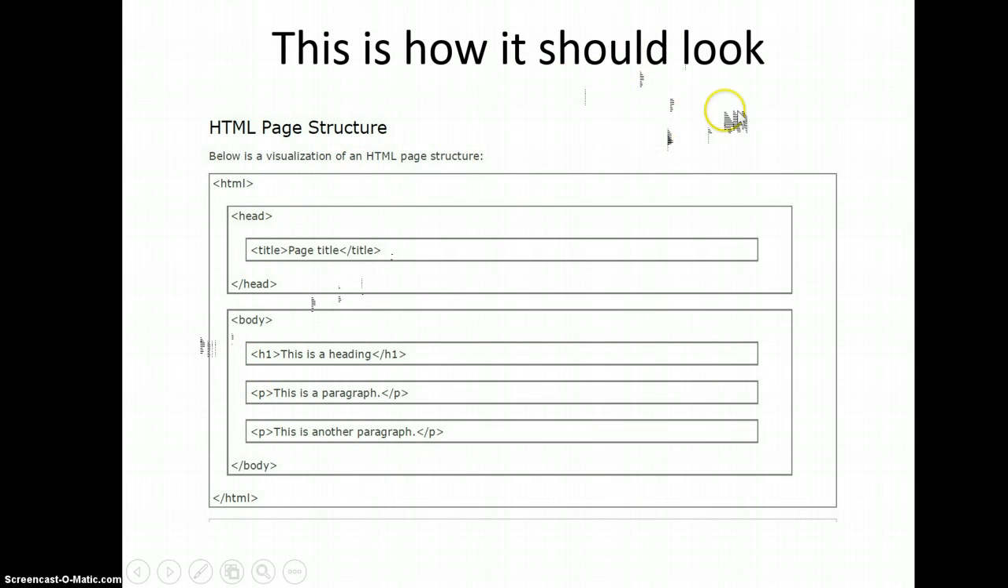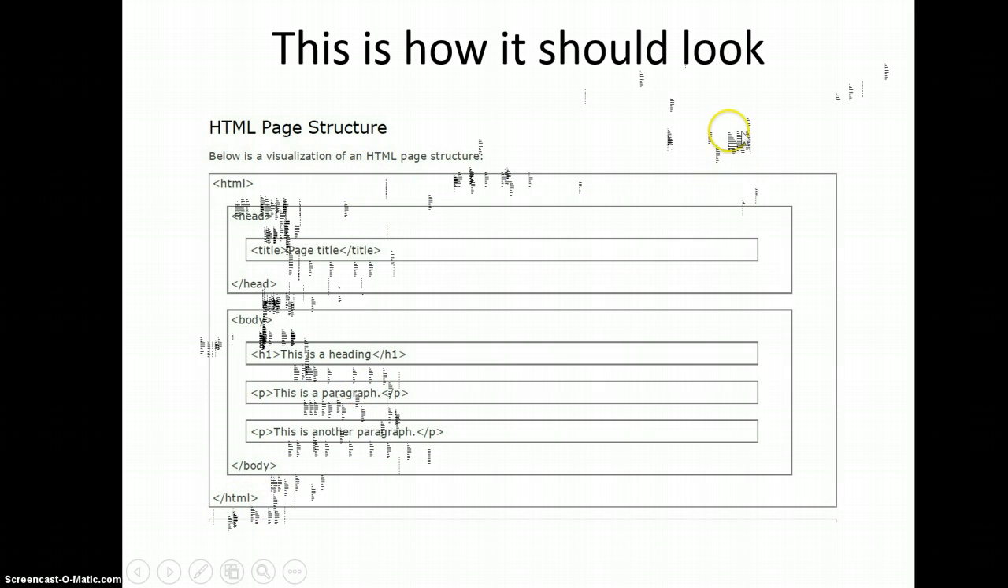This is how it should look. The HTML structure. Below is a visualization of an HTML page structure. This is your HTML starting coding, your head, your title page, and that ends your head. That's the slash that ends your head. This is the beginning of your body. You type your text, type your paragraph, type more, and it's the end of your body and the end of this. You can write this, but this is just pretty much to give you an idea of how it's set up.